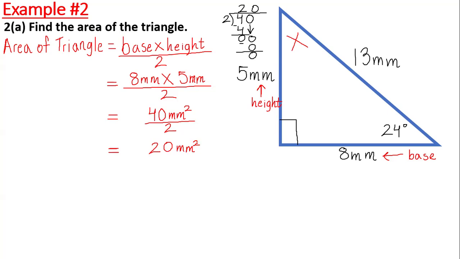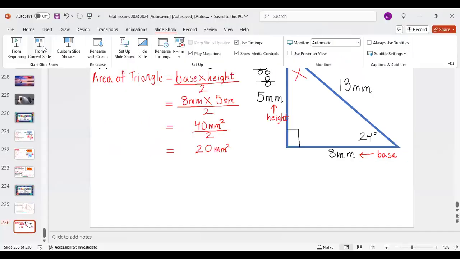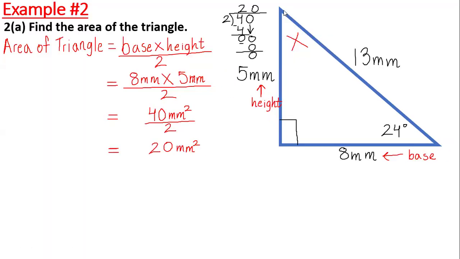All right. Do we understand this? I mean, if you all understand, I got 20 millimeters squared. Yes, sir. I do. Mr. Petit, I'm going to send you a picture of my work. You can. All right. Good. I don't understand. You don't understand? Trinity, what part don't you understand?